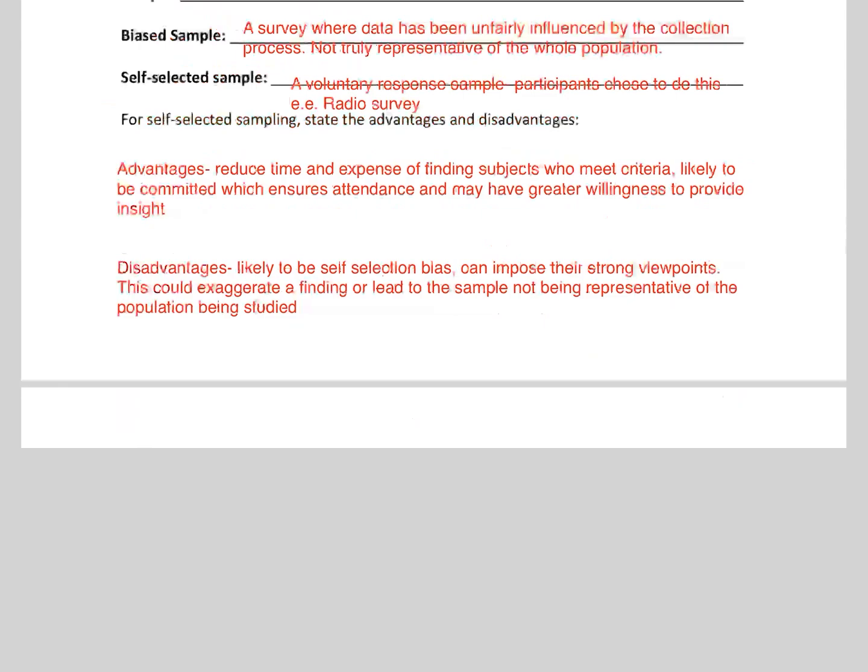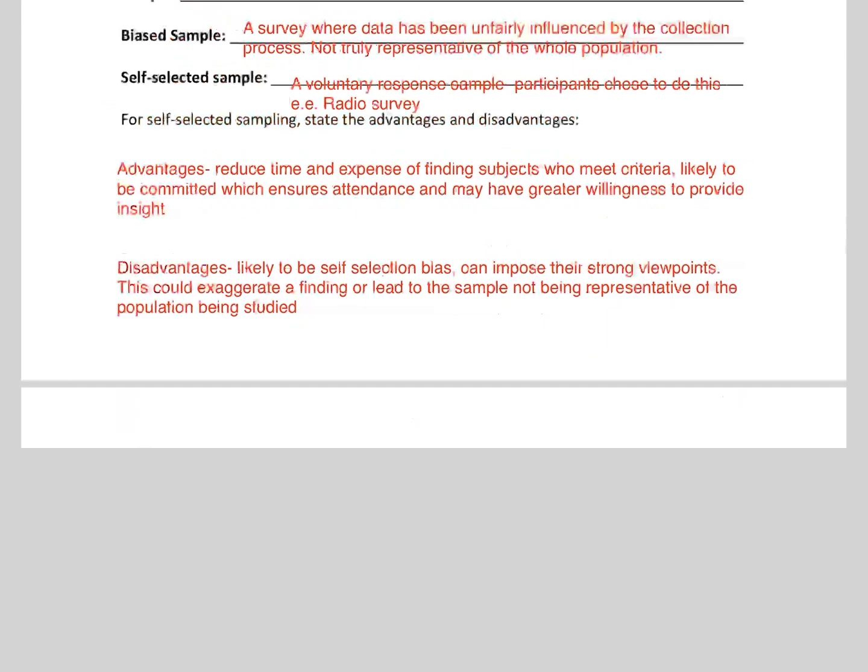Now, a biased sample is a survey where data has been unfairly influenced by the collection process and therefore is not truly representative of the whole population. It's like asking Penrith supporters who's the best team in the rugby league. You know, obviously they're going to say Panthers, which we all know is totally wrong.